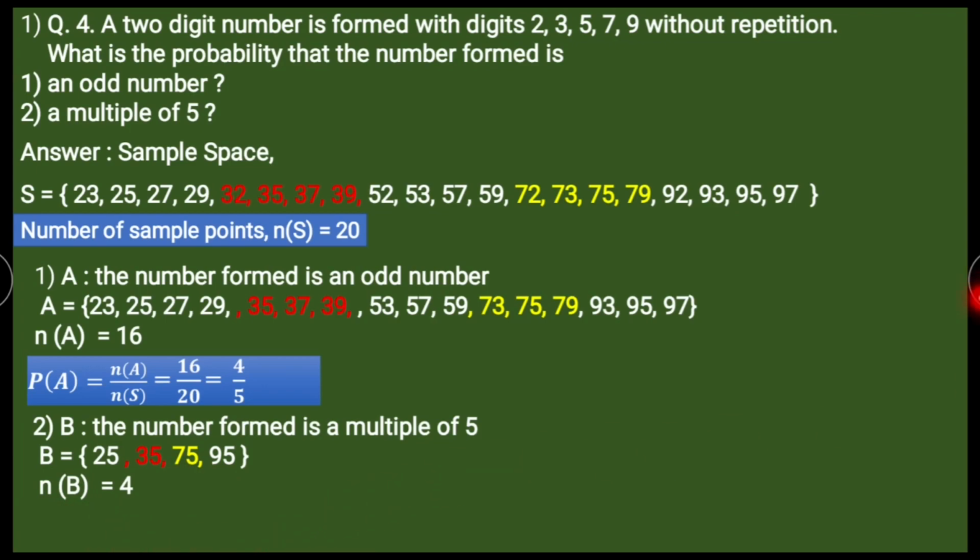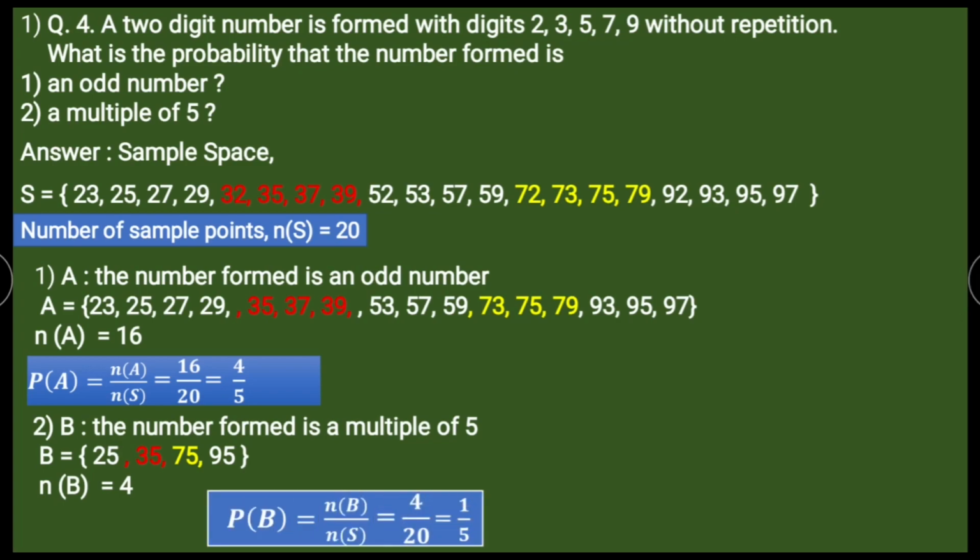So we calculate the probability using the formula P(B) equals n(B) upon n(S). So n(B) is 4 here, n(S) is 20. So the probability that the number formed is a multiple of 5 is 1 by 5.